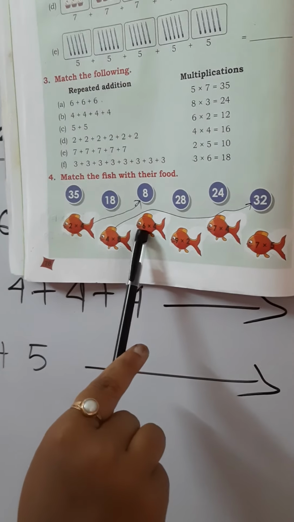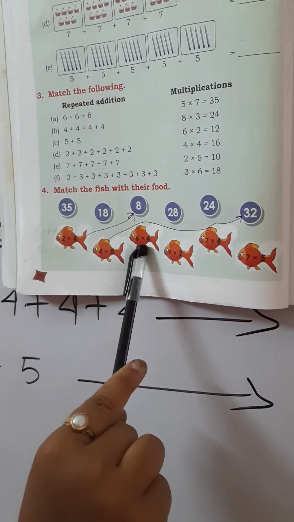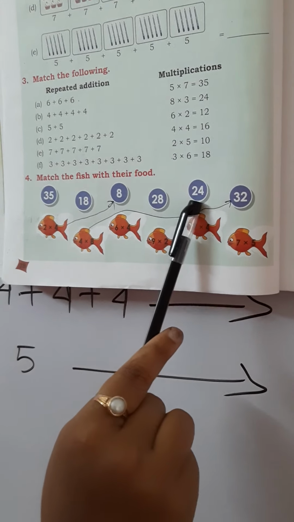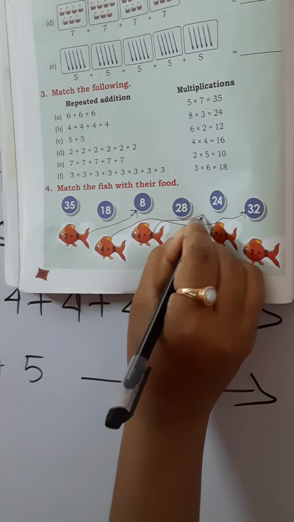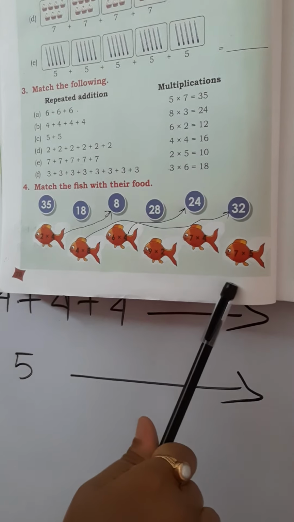Okay. One, 6 into 4. So 6 into 4, it is 24. So where is 24? Here. So we have to match the fish with the 24. The rest of the numbers you do in your book. Now we will go to the next one.